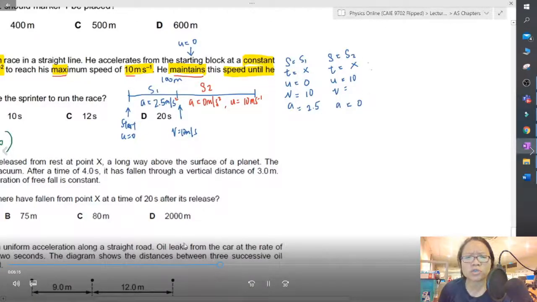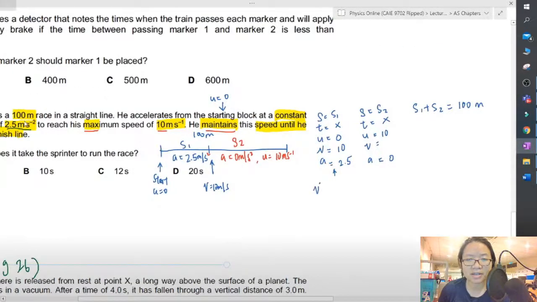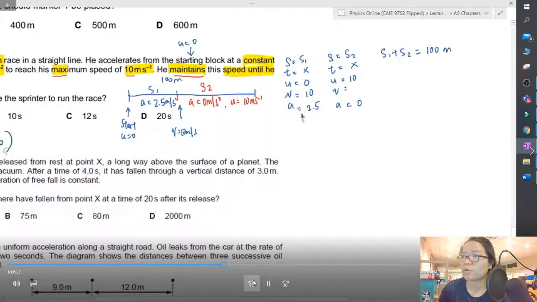Okay, now which equation to use? Don't forget, we need to find time. So if you choose an equation with no t, it is very dependent. Let's say you want to choose this one. And if you choose that one, let me pause for a while and go back. Let's say you use this equation.